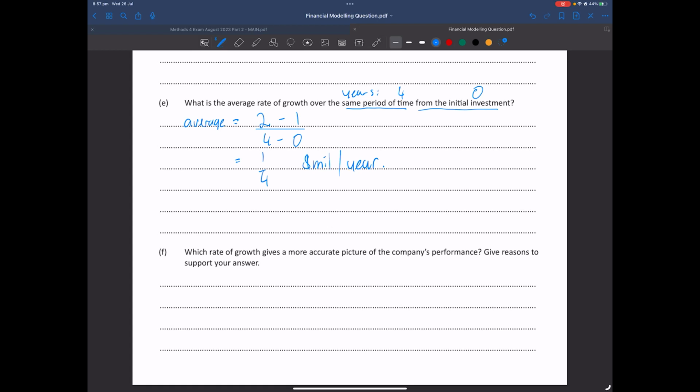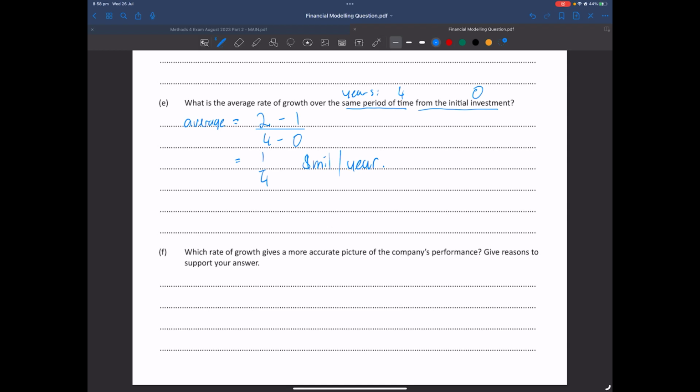You could, for example, say that $250,000, the average, is a more accurate picture of the company's performance because it demonstrates what's happening, which is an overall growth of $250,000 per year. So it kind of ignores the fact that we're going to have some expenses to start with, and we're going to increase our growth later. So the average sort of tells us overall over the 4 years we did grow.